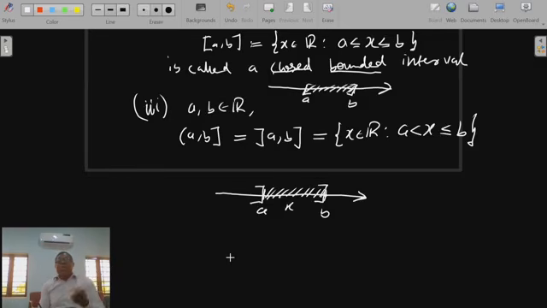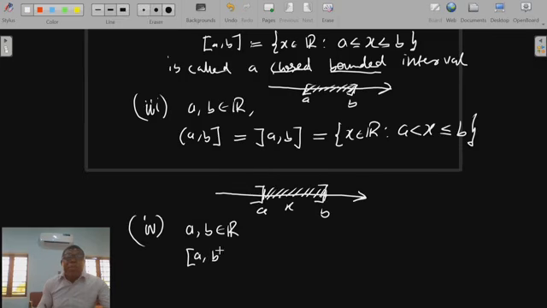For instance, if A equals, say, 2 and B equals, say, 5, we have maybe the closed bounded interval [2, 5], as the case may be. The number IV is the set given A, B in R. We have the set, say, [A, B), which is closed at A and open at B. That is, A is inclusive, but B is not inclusive. And this can be written as [A, B).